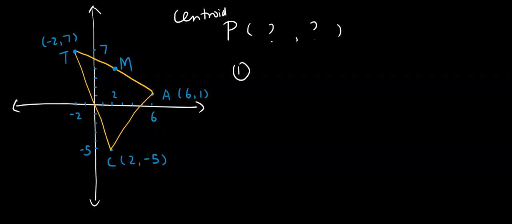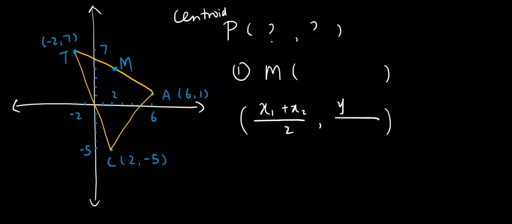This point M, I put it down here for you. This is going to be the midpoint of segment AT. So step 1, I'm going to find out M. If it's the midpoint of segment AT, all we need to do is use the midpoint formula. We add the x coordinates, x sub 1 plus x sub 2, or x sub 2 plus x sub 1, either is fine, divided by 2, and y sub 1 plus y sub 2 divided by 2.